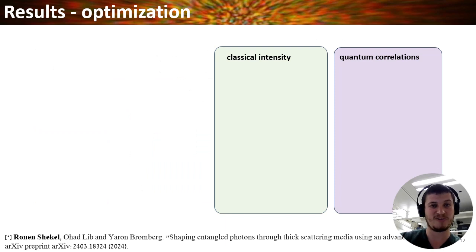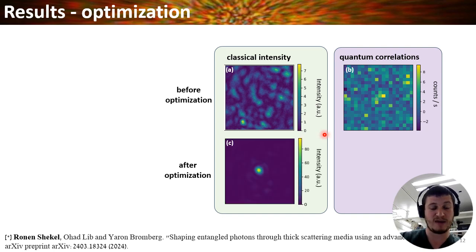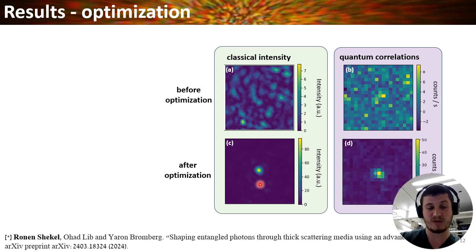Let's see some results. Before the optimization is done, we see that both the classical intensity and the quantum correlations are very strongly scattered. We then perform the optimization on the classical signal, and we get this nice tight focus in the classical signal. Then we take the same phase mask on the SLM, and we put it in the quantum experiment, and indeed we see that the quantum correlations are strongly localized, and this is what we wanted to do, so we are very happy.